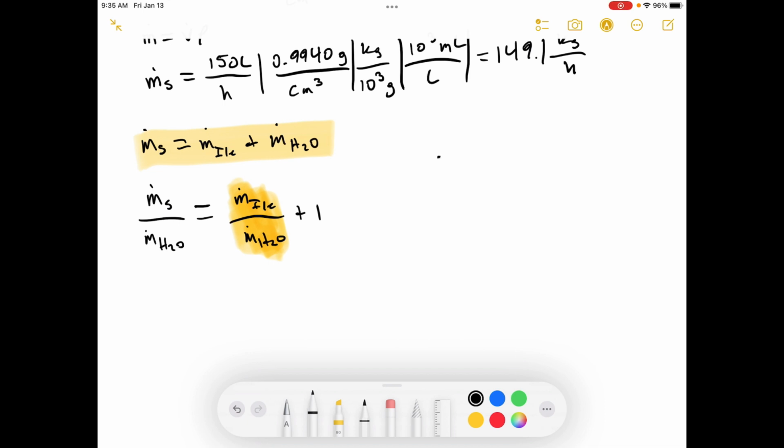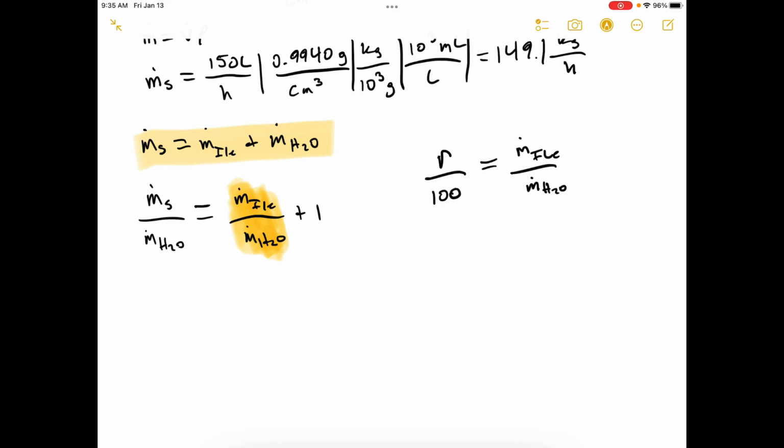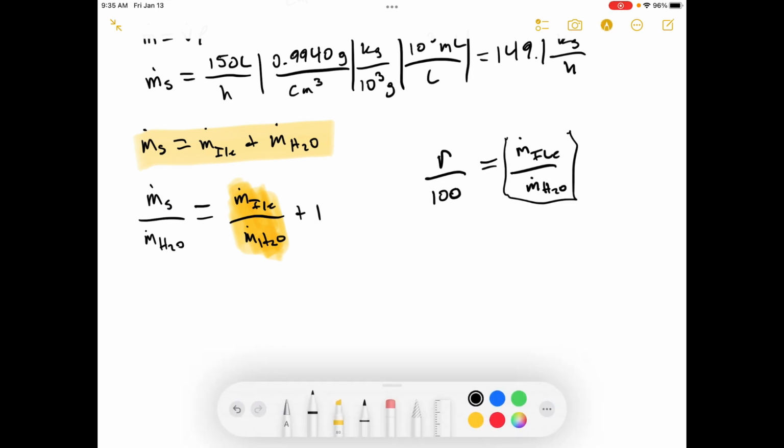So we know that R is 100 times bigger than what this ratio is. They have the amount of IL per 100 grams of water, so we know that R is 100 times bigger than it would be if you just had the ratio by itself. So if we divide R by 100, we'll get this ratio.